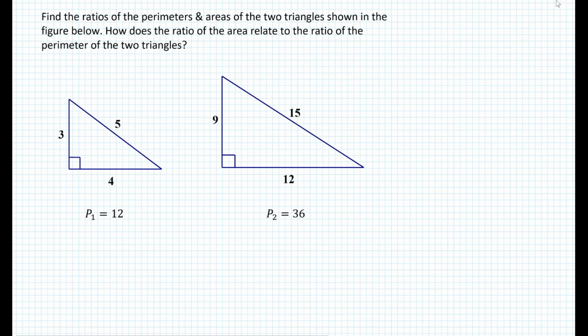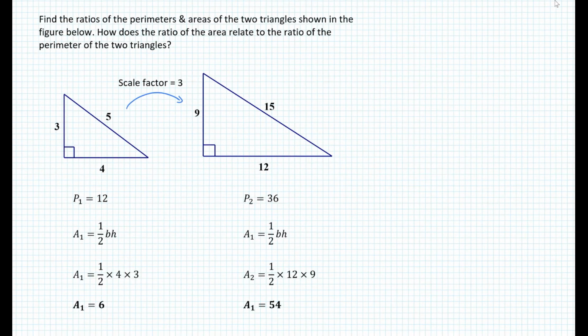The perimeters are 12 for the first triangle on the left and 36 for the second triangle on the right. And this makes sense because the scale factor is equal to 3. Therefore, the perimeter of the second triangle is 3 times bigger than the perimeter of the first triangle. What about the area? If we calculate the areas, we obtain an area of 6 for the first triangle, and the area of the second triangle is 54. So how do these ratios compare?